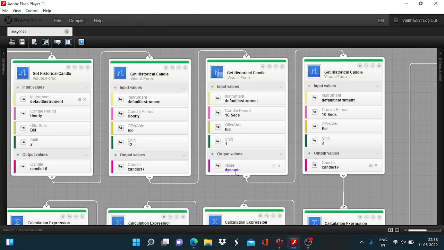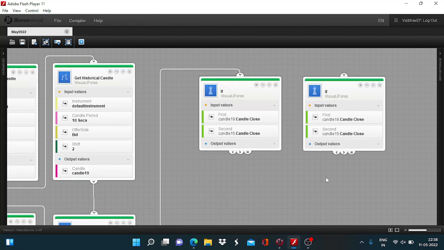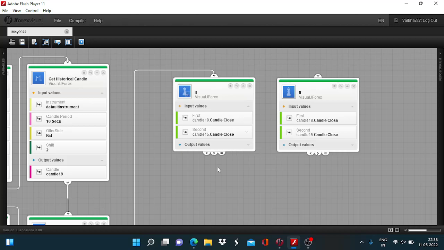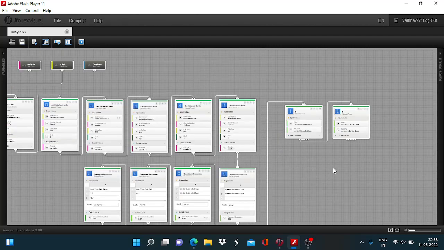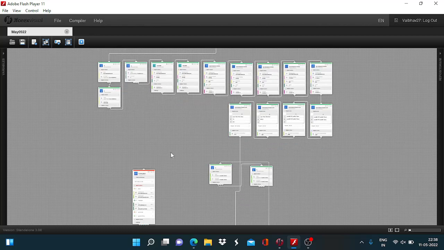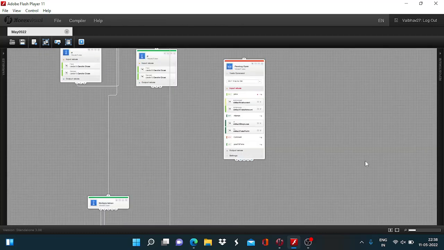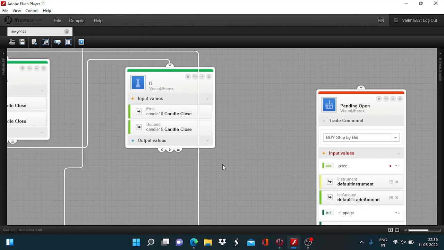Candle 18 is the last 10 second candle, whereas candle 19 is the second last. So we need to make sure that candle 19 candle close was lower compared to the candle 15 candle close, whereas the last 10 second candle closed on the higher side. So as and when price starts to rise above the last hourly candle close, the order will be placed on the lower side. So when turnaround happens, when finally the price starts to dip, the execution of the order will happen. That's the underlying logic. So first input greater than second input.